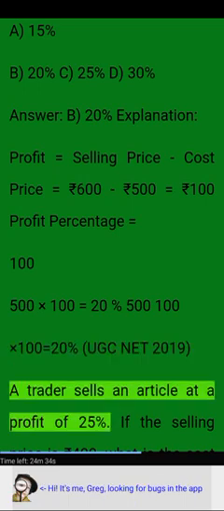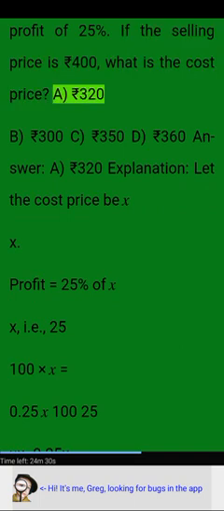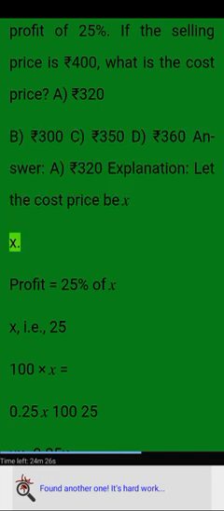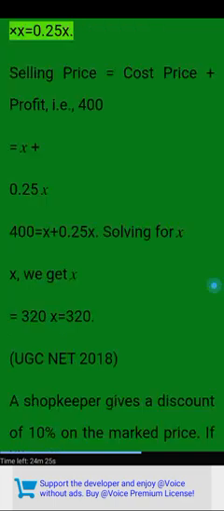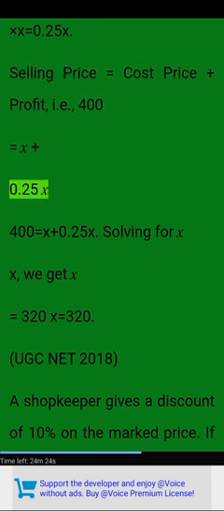UGC NET 2019. A trader sells an article at a profit of 25%. If the selling price is 400 rupees, what is the cost price? A. 320 rupees. B. 300 rupees. C. 350 rupees. D. 360 rupees. Answer. A. 320 rupees. Explanation. Let the cost price be X. Profit equals 25% of X, that is 25 over 100 times X equals 0.25X. Selling price equals cost price plus profit, so 400 equals X plus 0.25X. Solving for X, we get X equals 320.